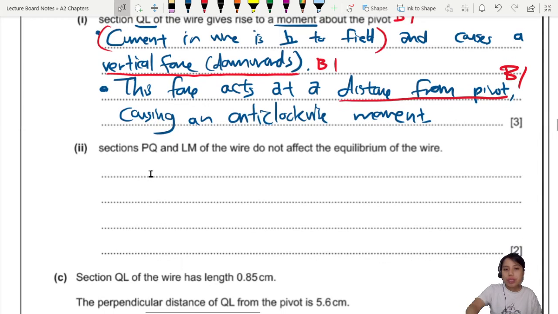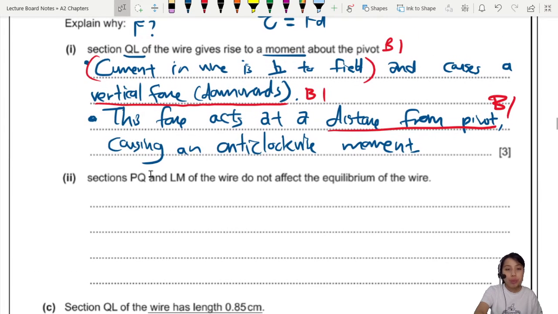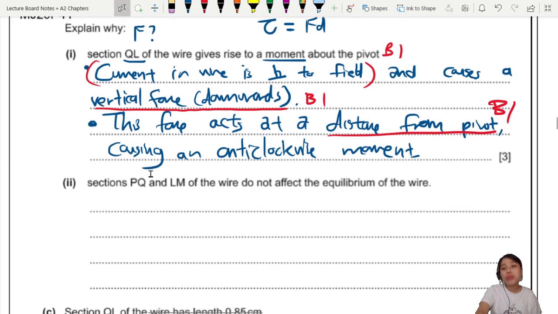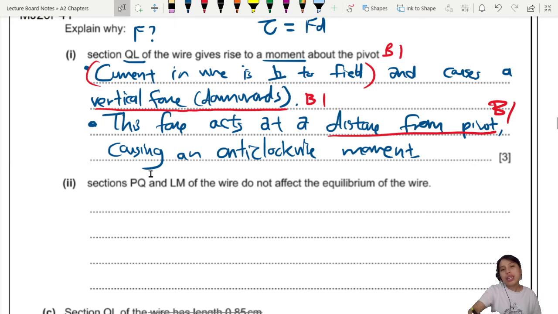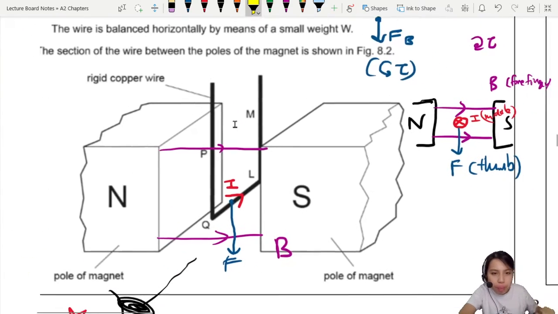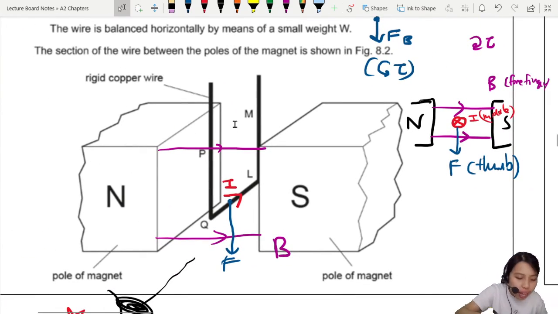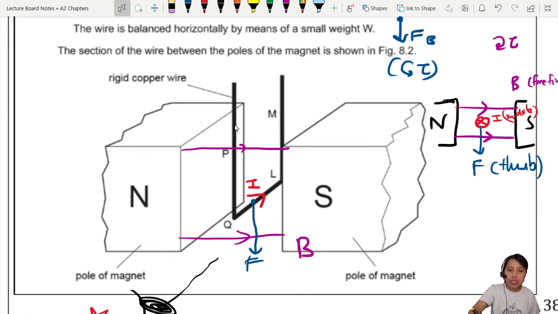Part 2. Sections PQ and LM do not affect the equilibrium of the wire. Explain why. So the answer is they do not affect. Now you need to say why. Why PQ and LM don't affect the equilibrium, whether the wire will tilt or not. So let's go back to the diagram once again. We look very carefully at this thing. PQ and LM is at the side. What is the direction of the force acting on PQ and LM?